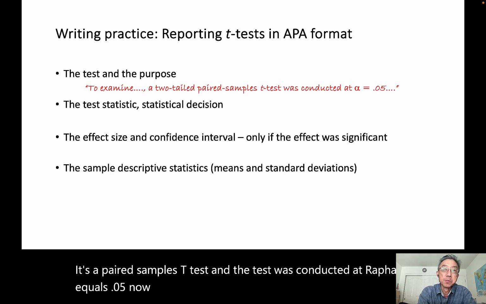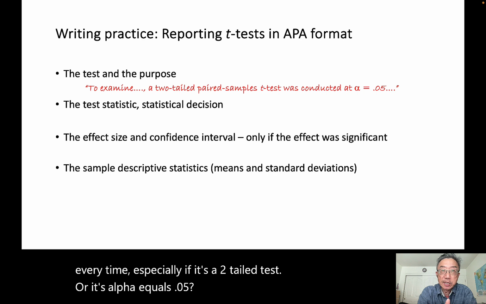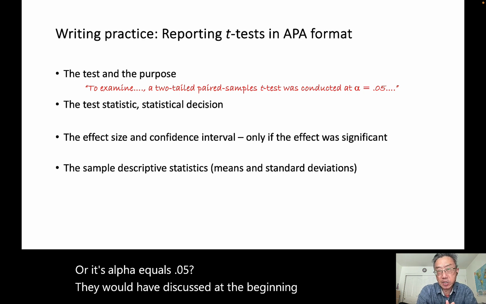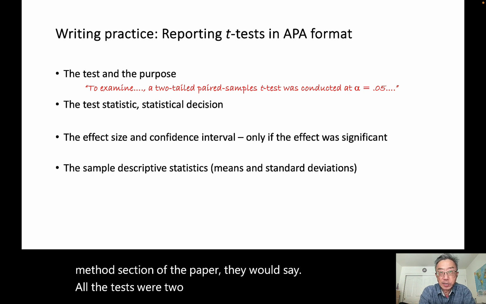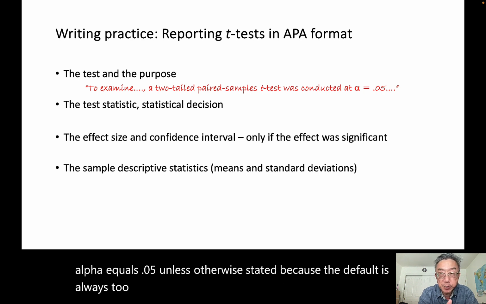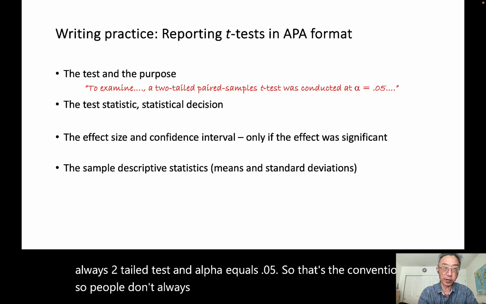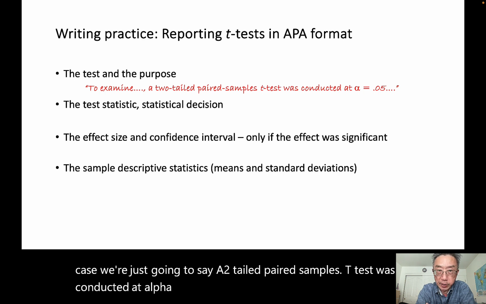Now, sometimes people don't repeat this information every time, especially if it's a two-tailed test or alpha equals 0.05. They would discuss it at the beginning or even in the method section of a paper. They would say all the tests were two-tailed and all the tests were conducted at alpha equals 0.05 unless otherwise stated, because the default is always a two-tailed test and alpha equals 0.05. So that's the convention. People don't always say that over and over again. But in this case, we're just going to say a two-tailed paired samples t-test was conducted at alpha equals 0.05.